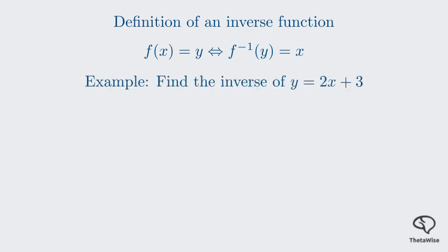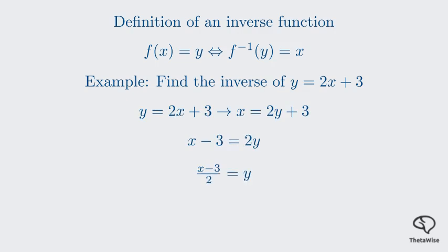Consider the function y equals 2x plus 3. To find its inverse, we first interchange x and y, which gives us x equals 2y plus 3. Our goal is to write the inverse in the standard form, y in terms of x. So we rearrange this equation to solve for the new y. We subtract 3 from both sides to get 2y equals x minus 3, and then divide by 2 to get y equals the quantity x minus 3 over 2. This is the inverse function. So we've gone from the function f of x equals 2x plus 3 to its inverse, f inverse of x equals x minus 3 over 2.